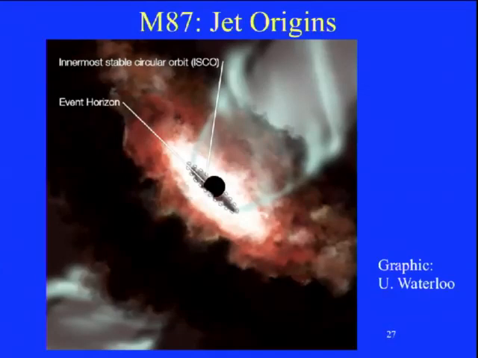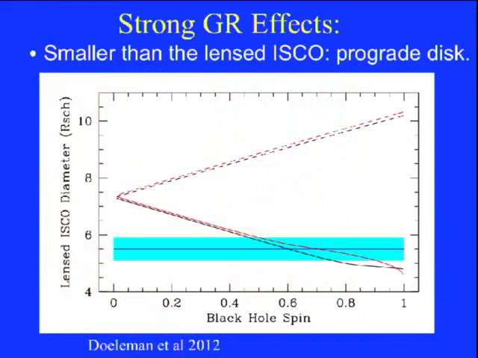And remember, the spin of the black hole affects the size of the ISCO. So what I'm showing here is the spin of the black hole and theoretical curves that come from the Einstein and Schwarzschild and Kerr metric of space-time around the black hole of the lensed ISCO diameter. Now remember, the ISCO could be so big, but it's going to appear to be larger than it really is because of the lensing ability of the black hole.